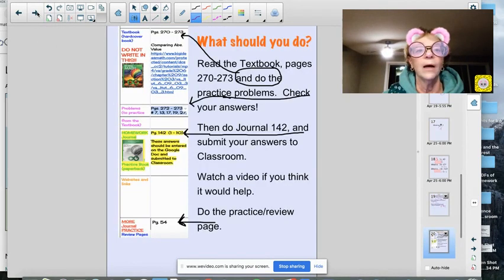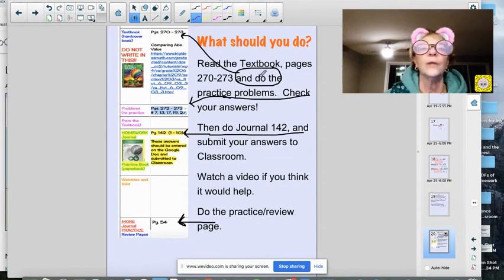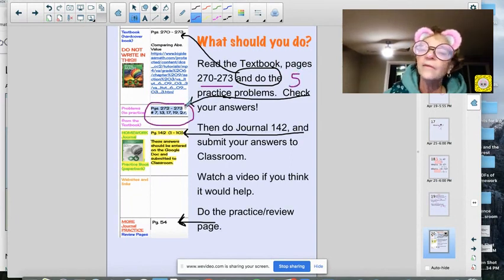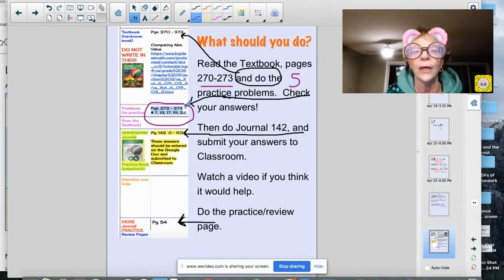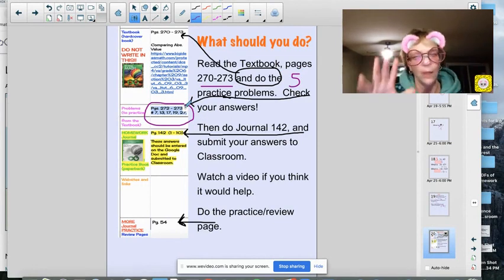Well, that's about it, guys. So what should you do? You should read the textbook and do the 5 practice problems. They're listed right there. I think this is new enough that you guys should take a quick look at it. There's some pictures that'll help support you.